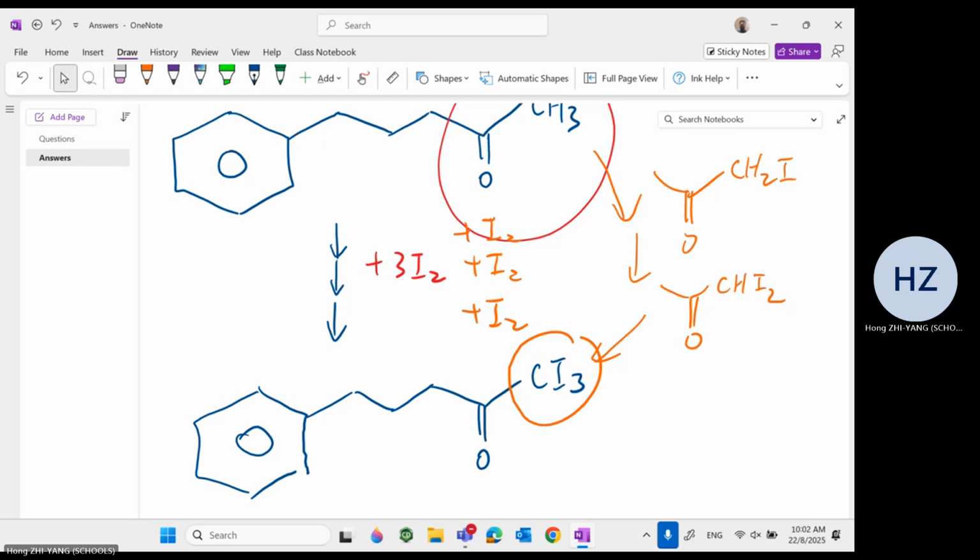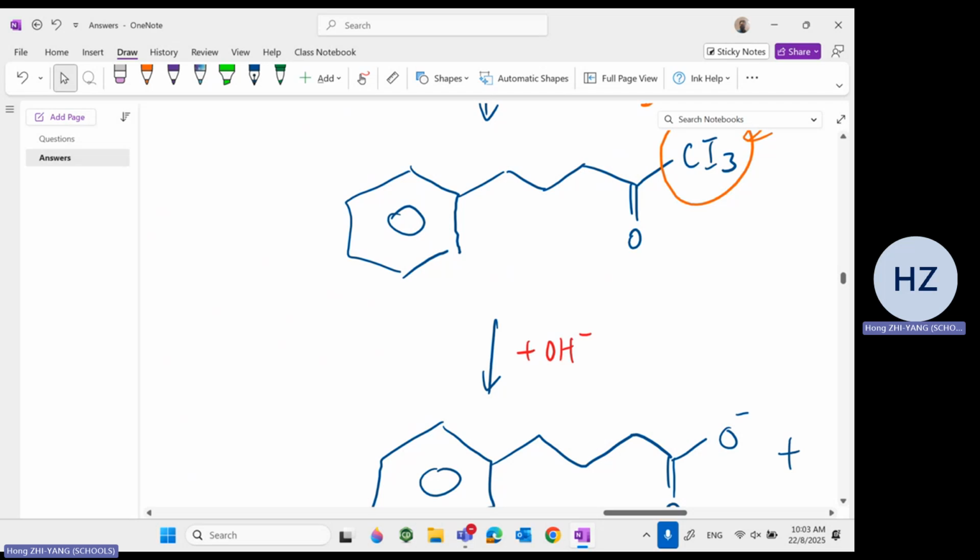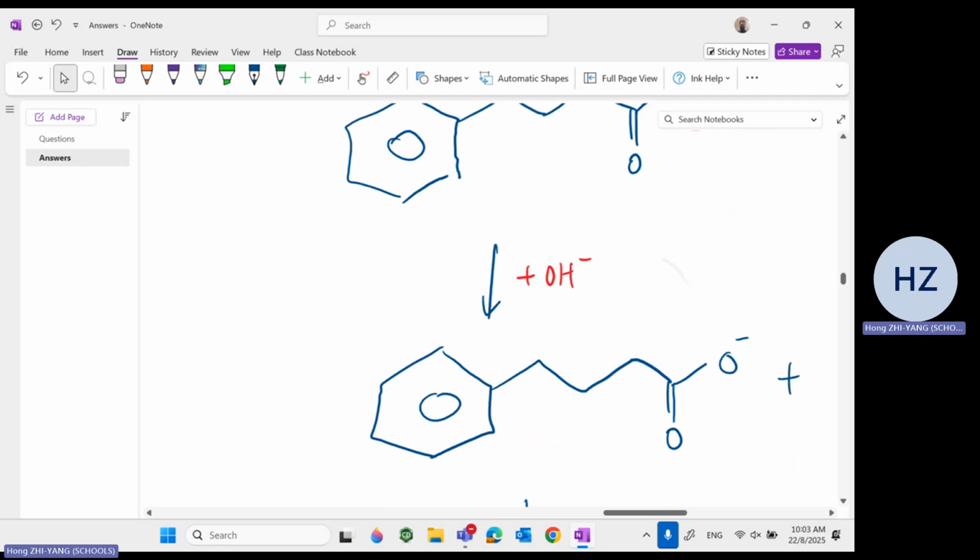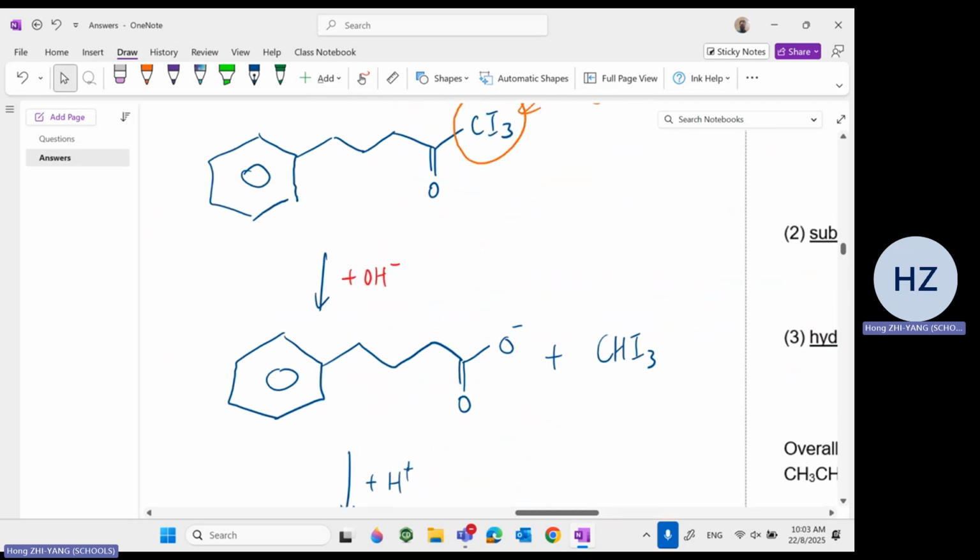Iodine and ammonia. No, sorry. Iodine and sodium hydroxide, and warm. Not heat, warm. I hope you remember that because strong heat will actually sublime the ppt. It is OH minus, from sodium hydroxide. Then it breaks off like that.